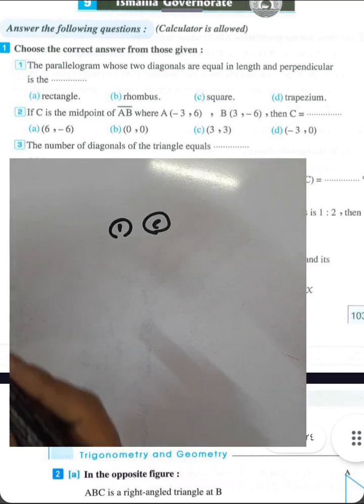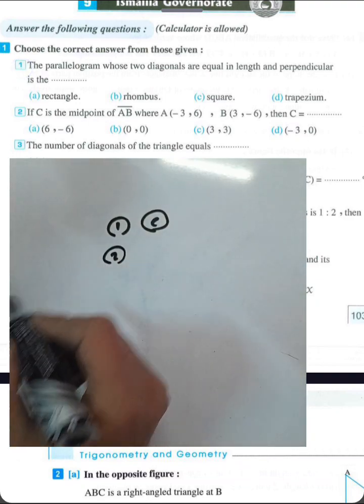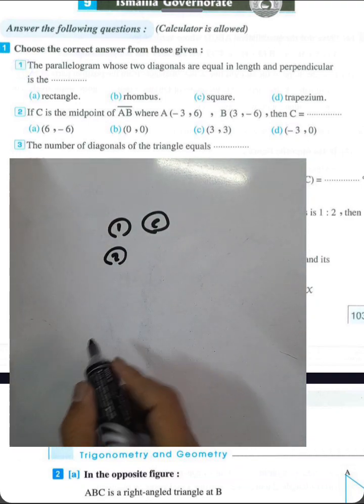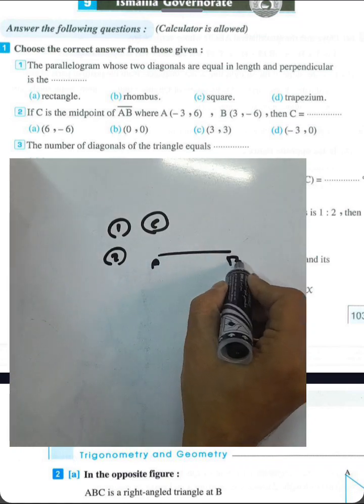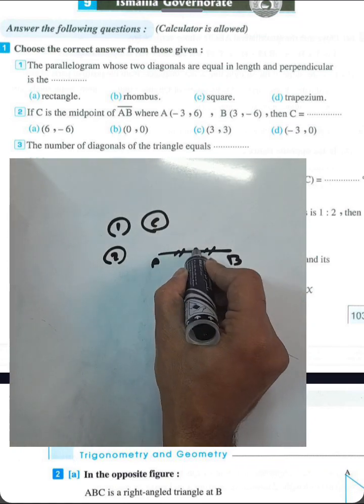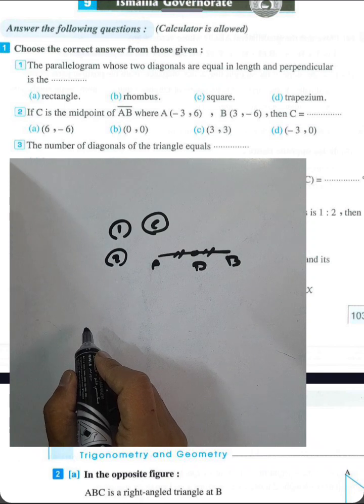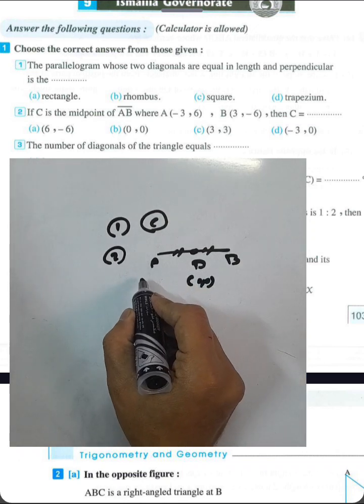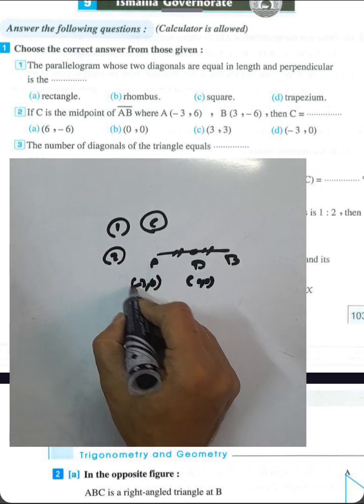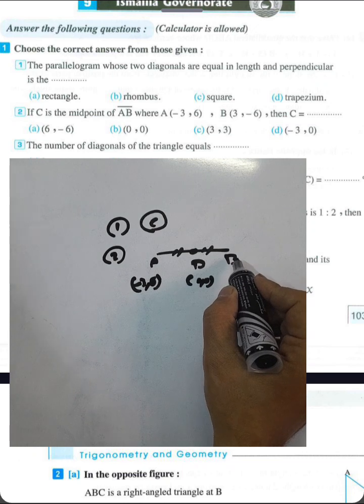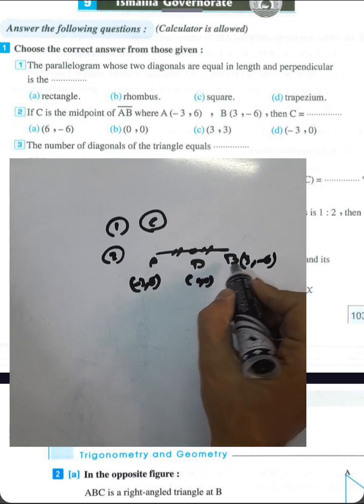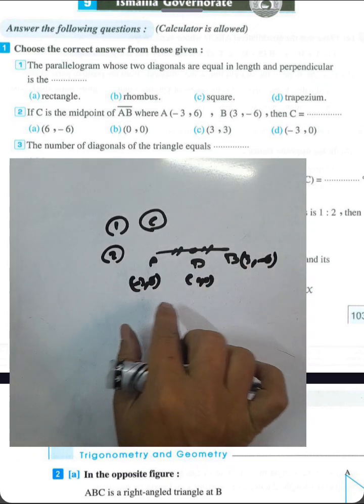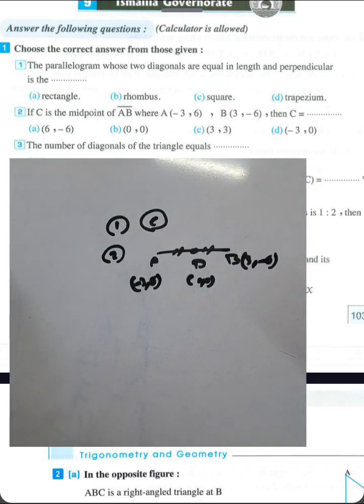Question number 2. If C is the midpoint of AB, and they give us A and B, we can find C equals (0, 0), because A was (-3, 6) and B equals (3, -6). C equals 3 plus -3 divided by 2, which is 0, and 6 plus -6, which is 0, divided by 2 equals 0.